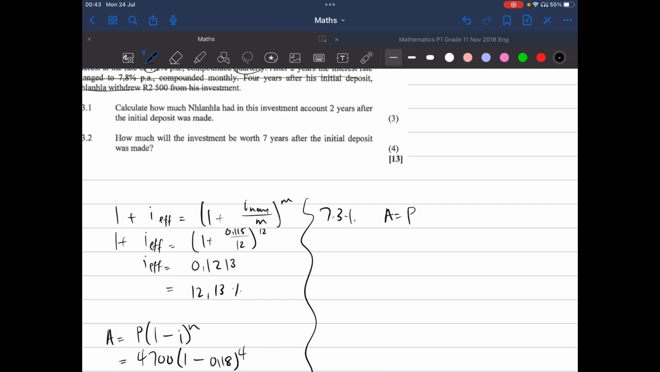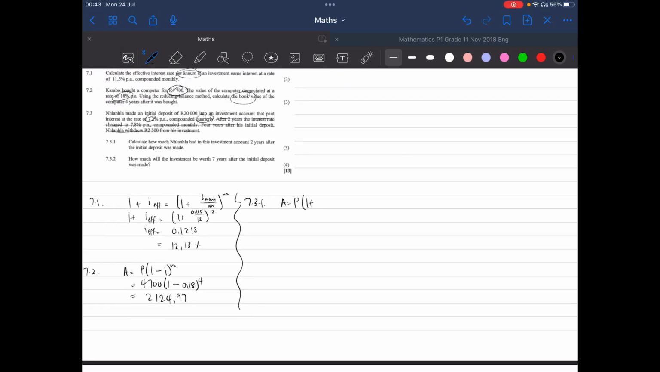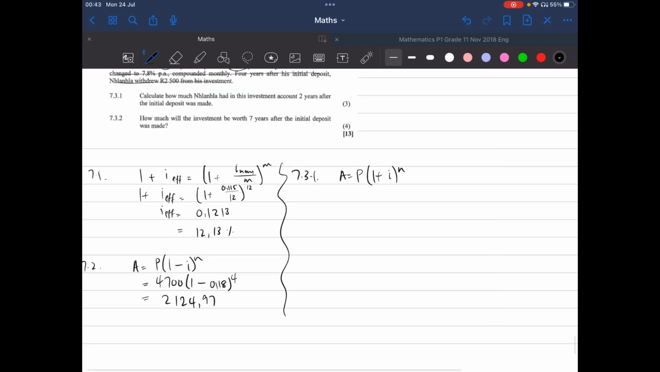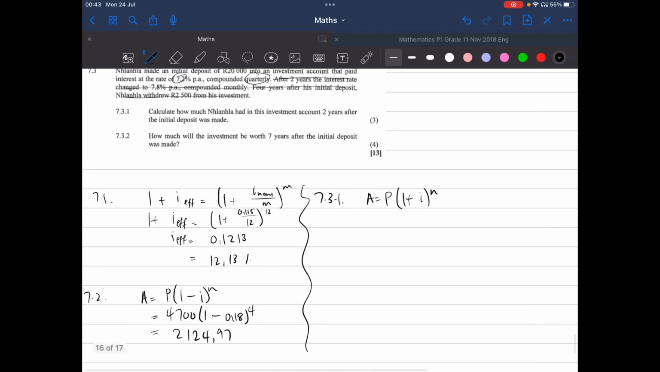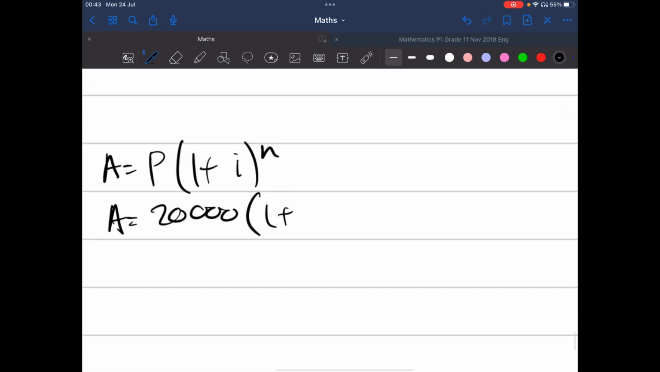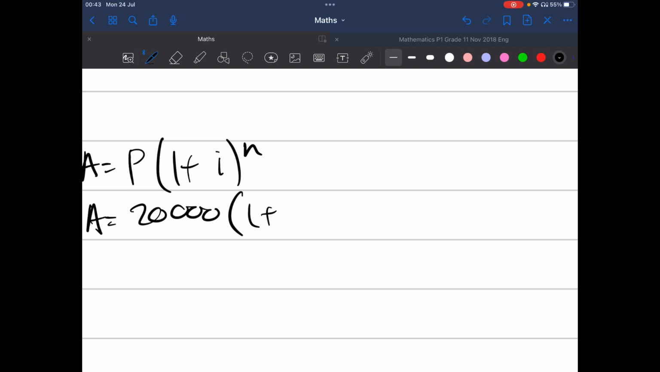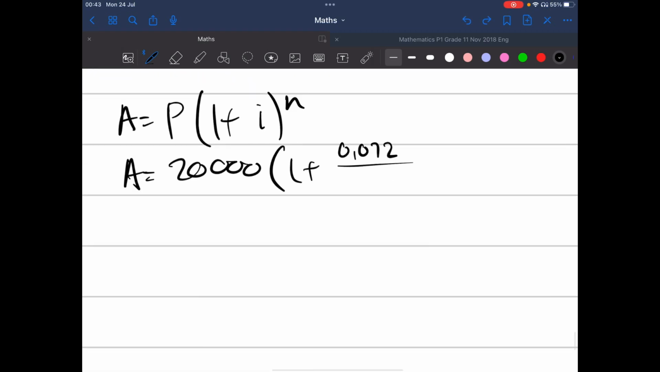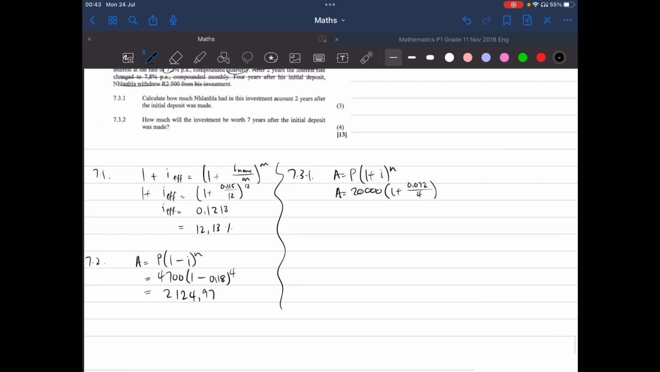A is equal to P(1 plus i) to the power of n, right? So A, and the principal amount, the starting amount, was 20,000. Okay, 1 plus. Now remember, for the interest rate, it was compounded. So we have to take 7.2%, the same as 0.072, over 4, because it's compounded quarterly, 4 times a year, right? Over 4, to the power of.